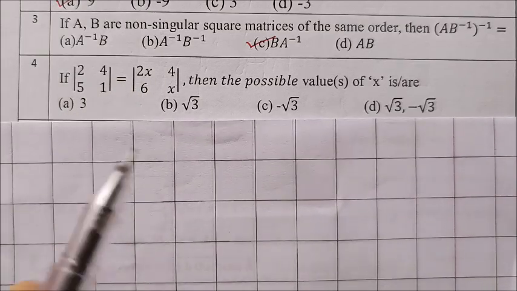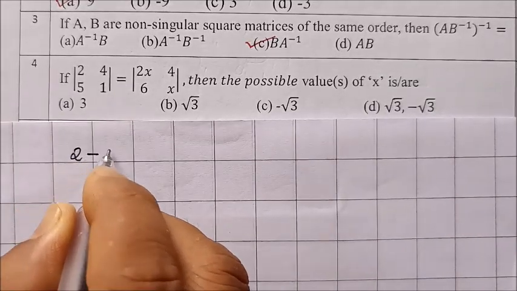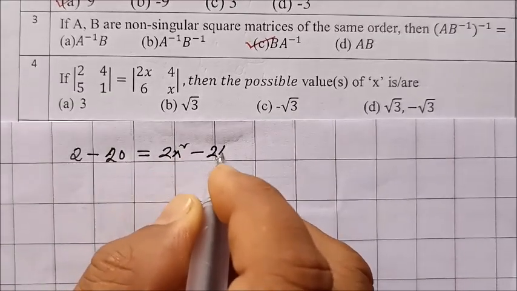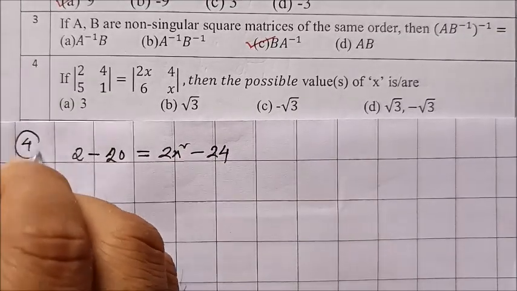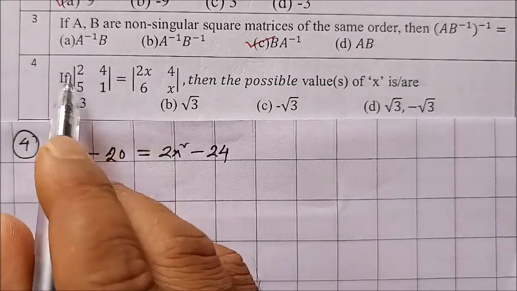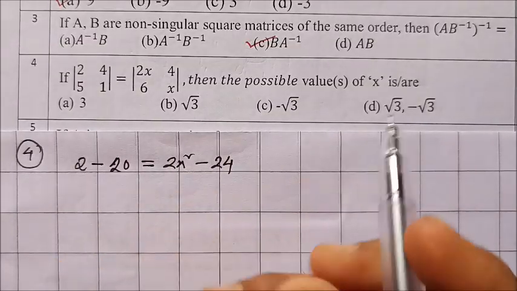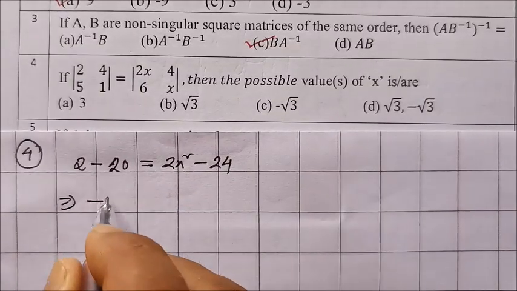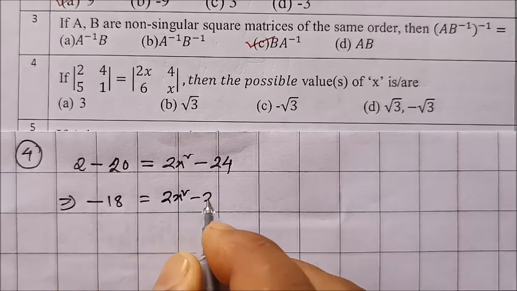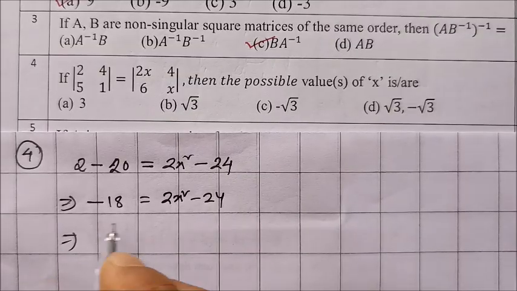So what we have to do, we have to expand them. Left hand side, 2 into 12 minus 5 into 4, 20, equal to 2x square minus 24. Like this, so you have to expand both sides. So do not make the mistake of making 2x equal to 2 and x is equal to 1. By the way, that option is not there also. So here left hand side minus 18, right hand side you keep it as it is, 2x square minus 24. This 24 you can shift to the left side.